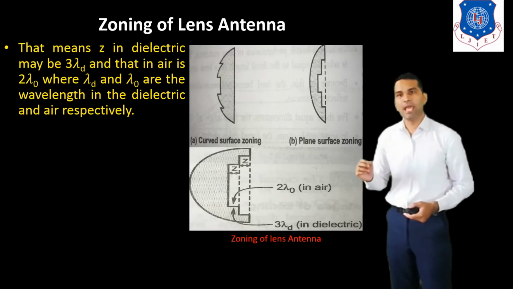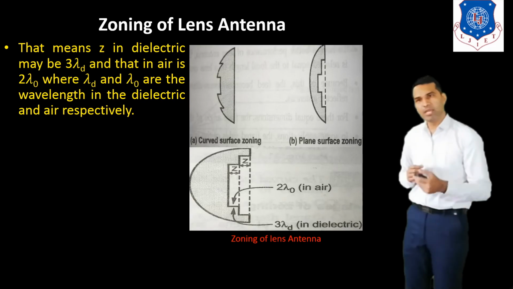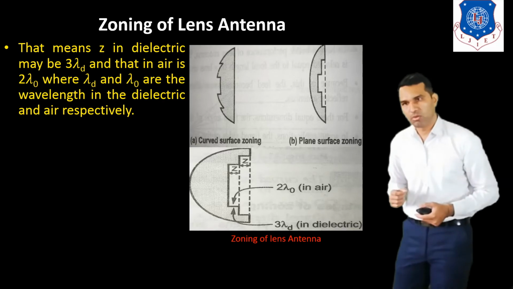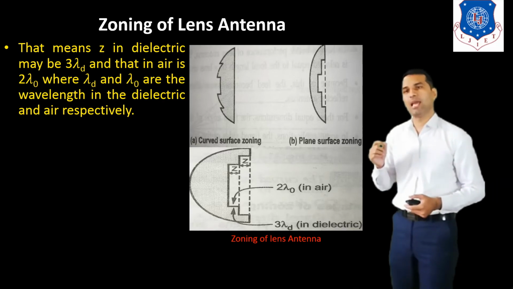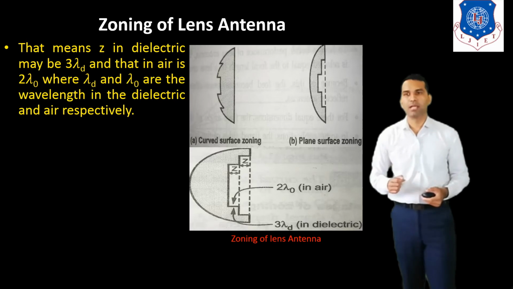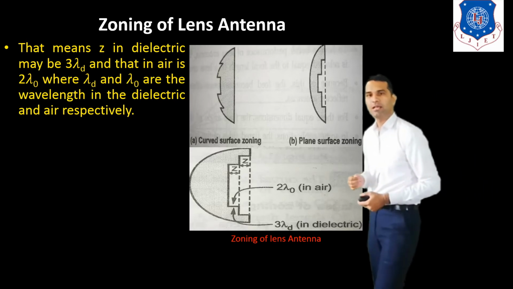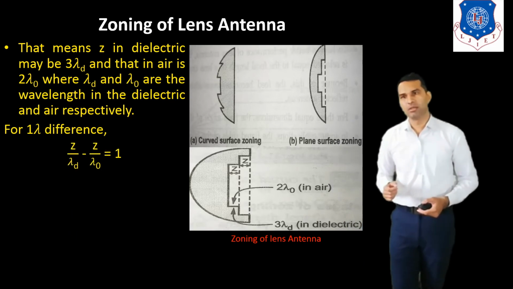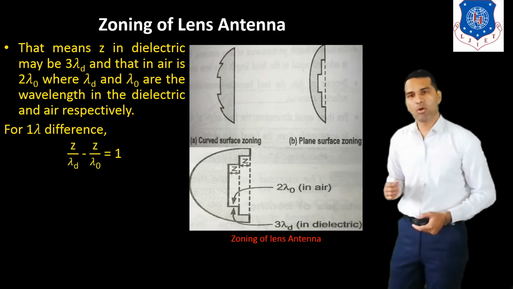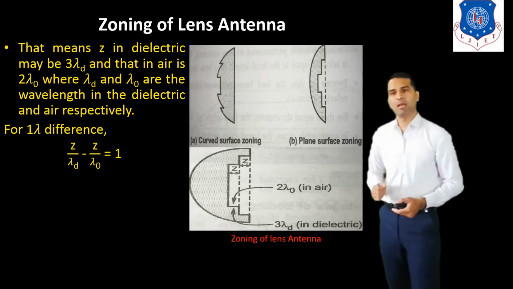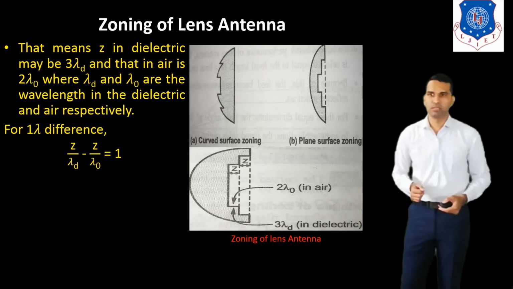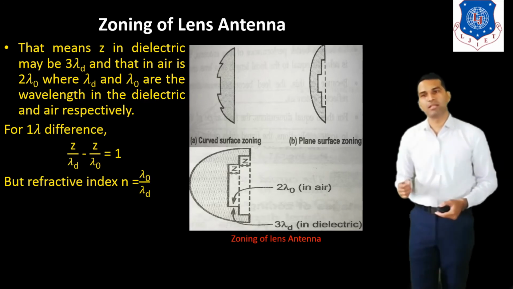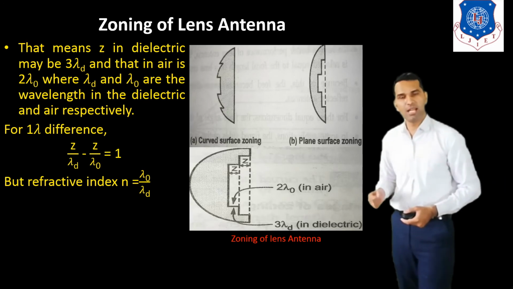That means Z in dielectric may be 3 lambda d and that in air is 2 lambda 0, where lambda d and lambda 0 are the wavelength in a dielectric and air respectively. For 1 lambda difference, we can write the equation as Z upon lambda d minus Z upon lambda 0 is equal to 1. But the refractive index n, we know, is nothing but the ratio of lambda 0 and lambda d.